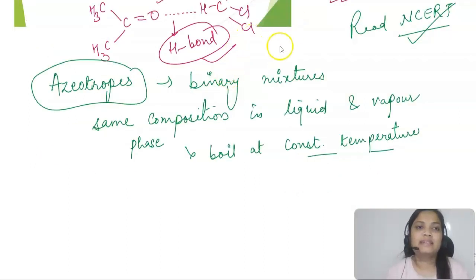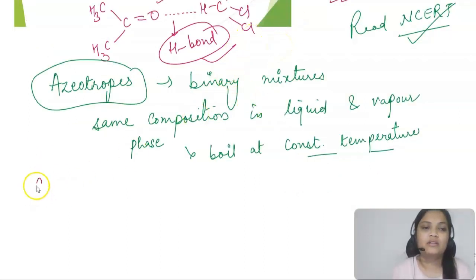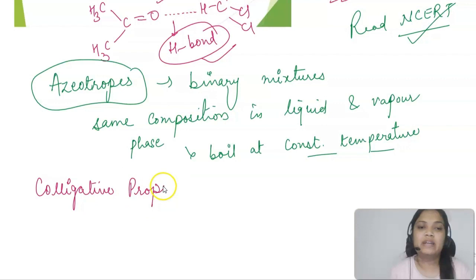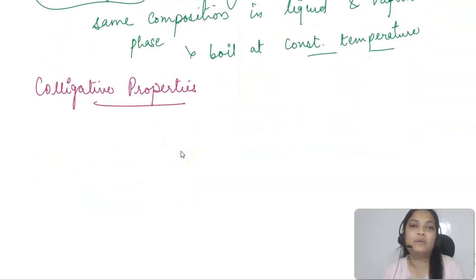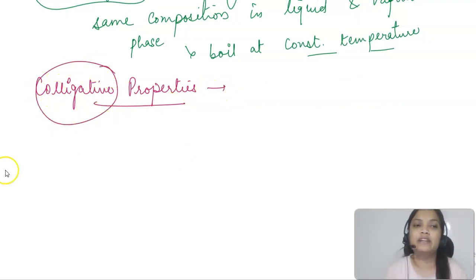So students, let us first understand what colligative properties are. We have studied that whenever a non-volatile solute is added to a volatile solvent, there is a lowering of vapor pressure, right? The vapor pressure lowers down. This lowering of vapor pressure helps us discuss various properties of the liquid-liquid solution, which we call colligative properties.